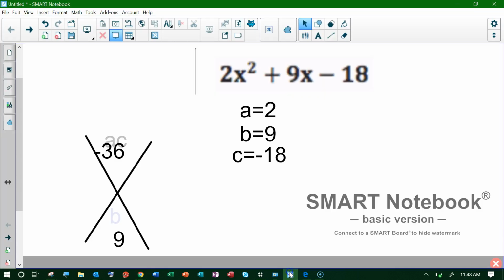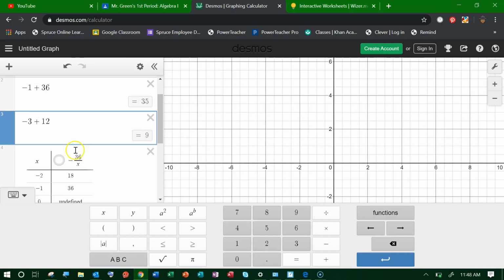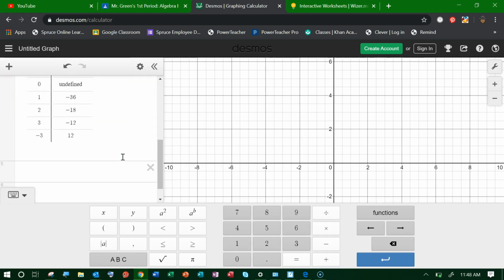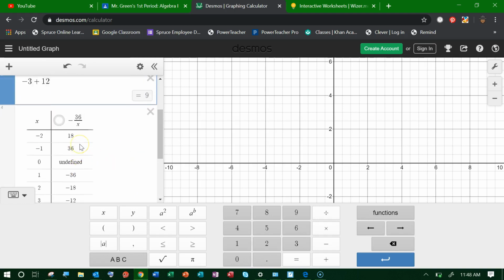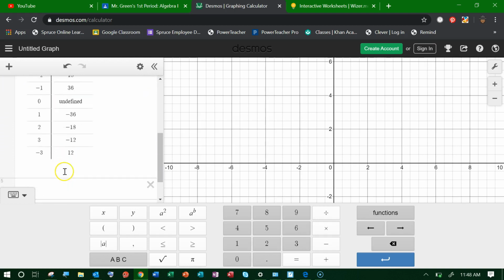So I'm going to go back. Oh, I got it backwards. Sorry. I'm going to put a negative 3 here and positive 12. All right. I forgot what I put in. Let me go back, check my Desmos again, and make sure I told you guys right. So, yeah. If I put in a -3 and a +12, I get a 9. And how did I get that? I got it from this table. I just typed in the -3 and it gave me the 12, and that worked.